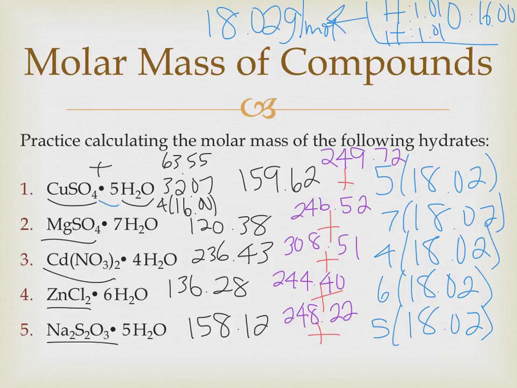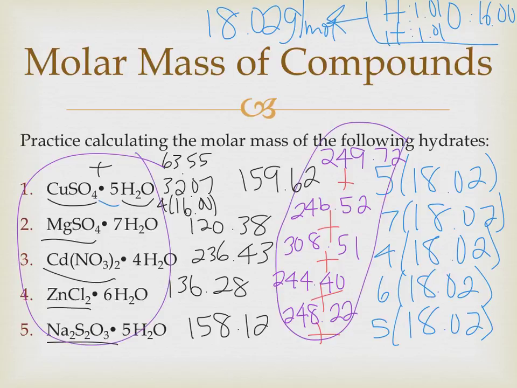So the molar mass of the whole compound, including the waters, is what we have written in purple. So it's just 2 steps. Find the molar mass of the ionic compound part, find the molar mass of the water attached, and add those two numbers together.